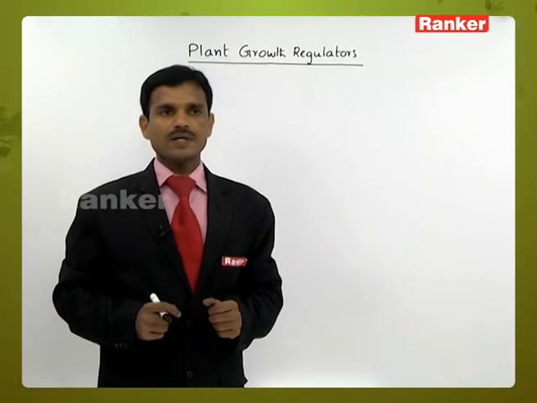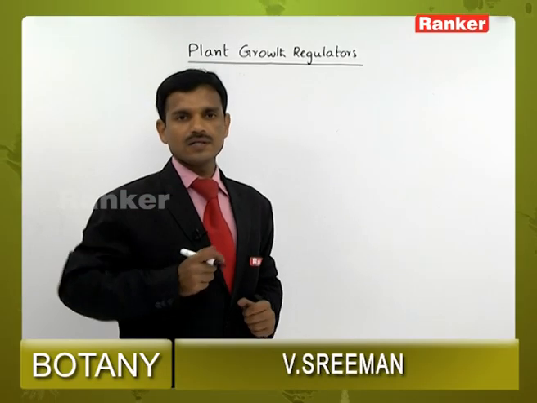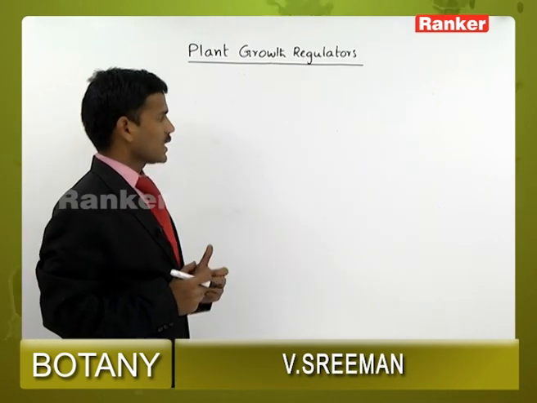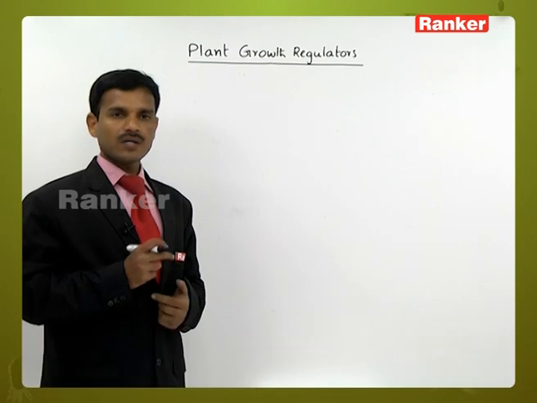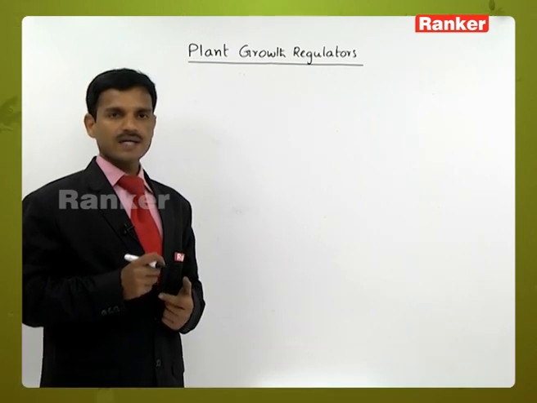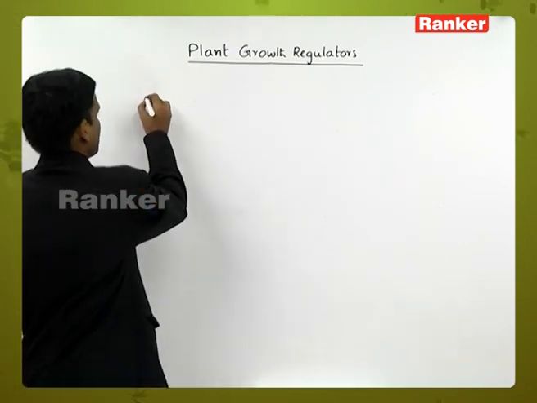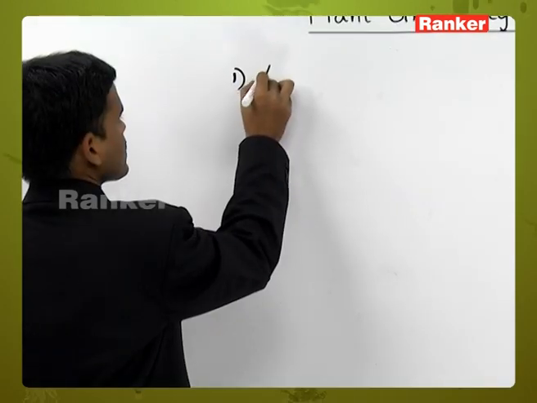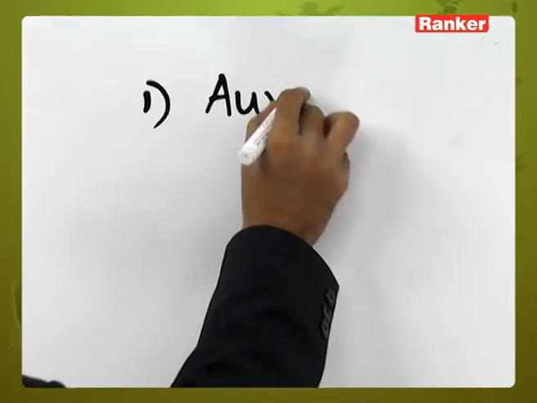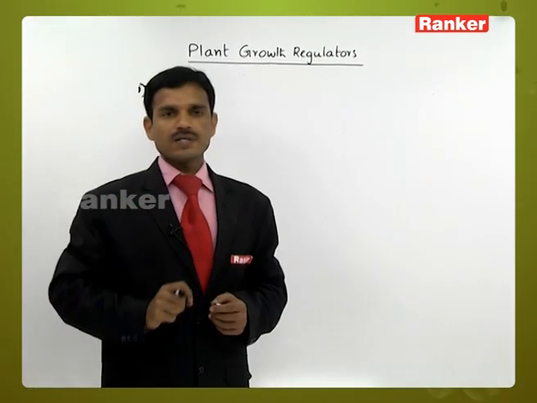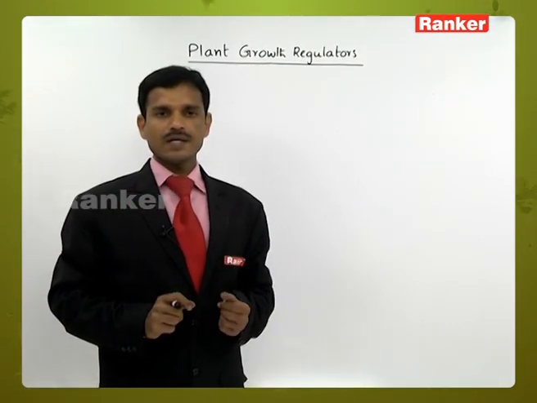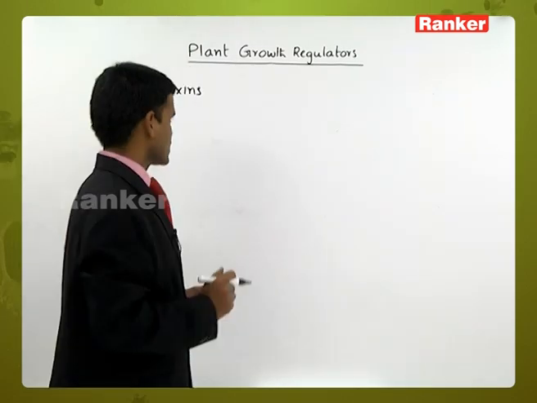If you see the discovery of different plant growth regulators, all the plant growth regulators were discovered accidentally. Here, first of all, auxins. Auxins were first observed by Charles Darwin and Francis Darwin.